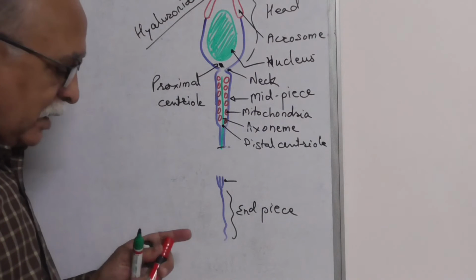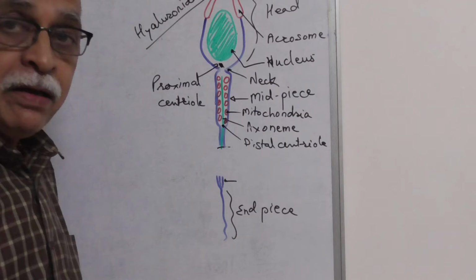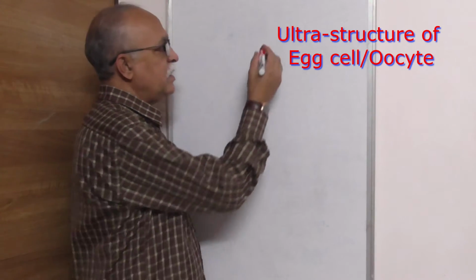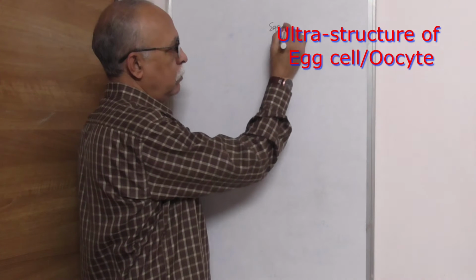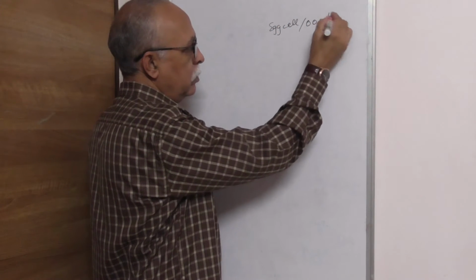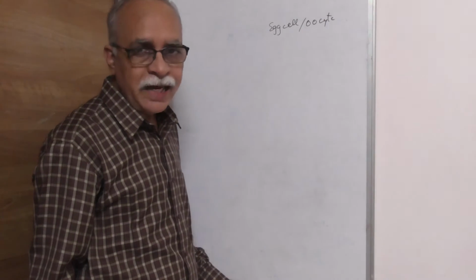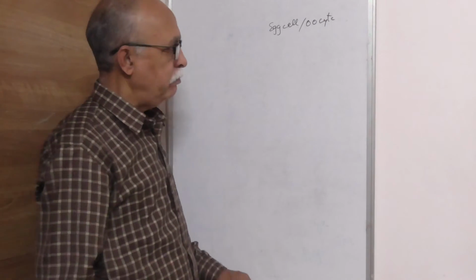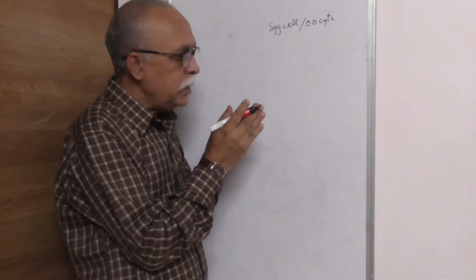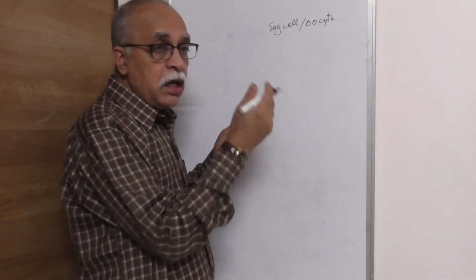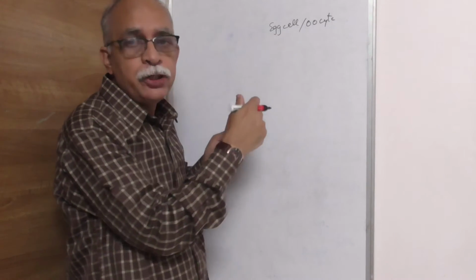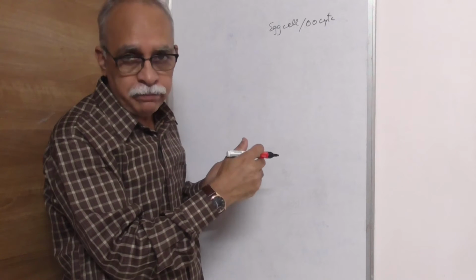Now let's try and understand the detailed structure of the mammalian egg cell. So the human egg cell, or the mammalian egg cell, is better known as an oocyte. It's not called an ovum. That's because the cell that we're talking about is actually an immature female gamete. It is yet to mature into an ovum.